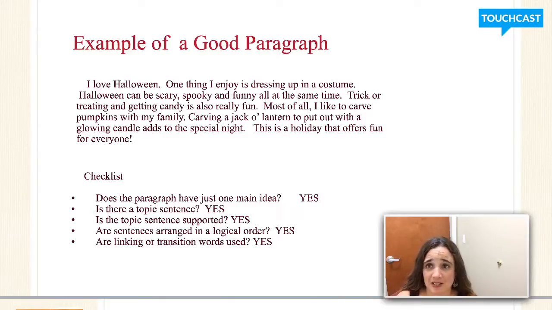Now let's go through our checklist again. Does the paragraph have just one main idea? Yes, it's discussing everything about Halloween. Is there a topic sentence? Yes, we agreed previously that I love Halloween is an appropriate topic sentence. Is the topic sentence supported? Yes, we've got 1, 2, 3, 4, 5 detailed sentences all discussing aspects of Halloween to support the topic sentence. Are they arranged in a logical order?